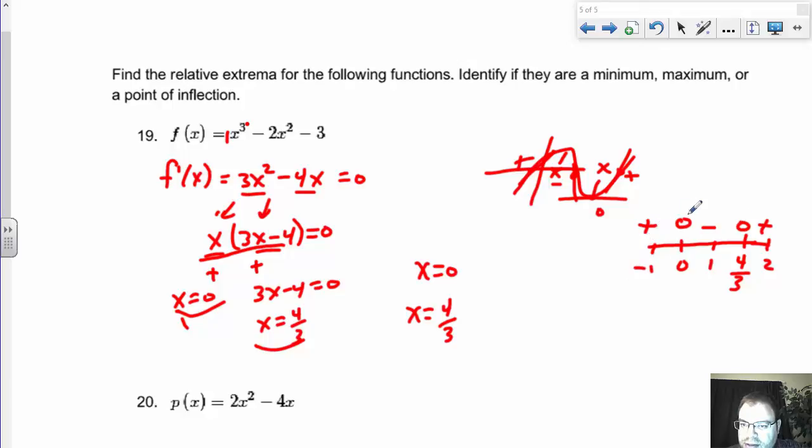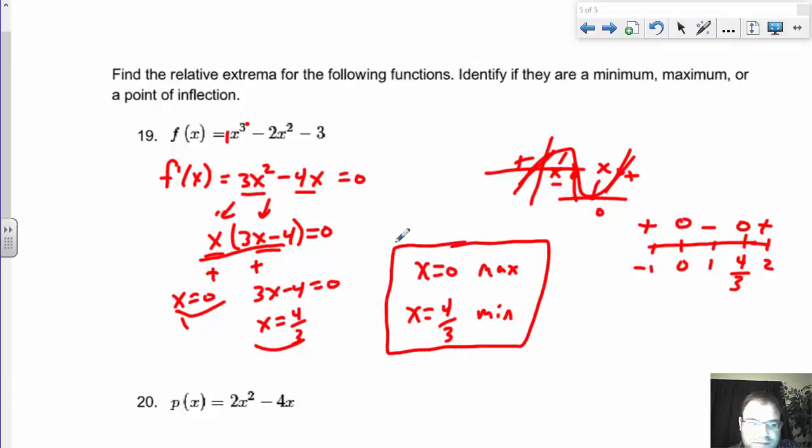So from here I go up and then down, so this 0 is a maximum. From here I go down and then up, so this 4/3 is a minimum, we'll say. And that will be your answer. That's how you do these, okay?